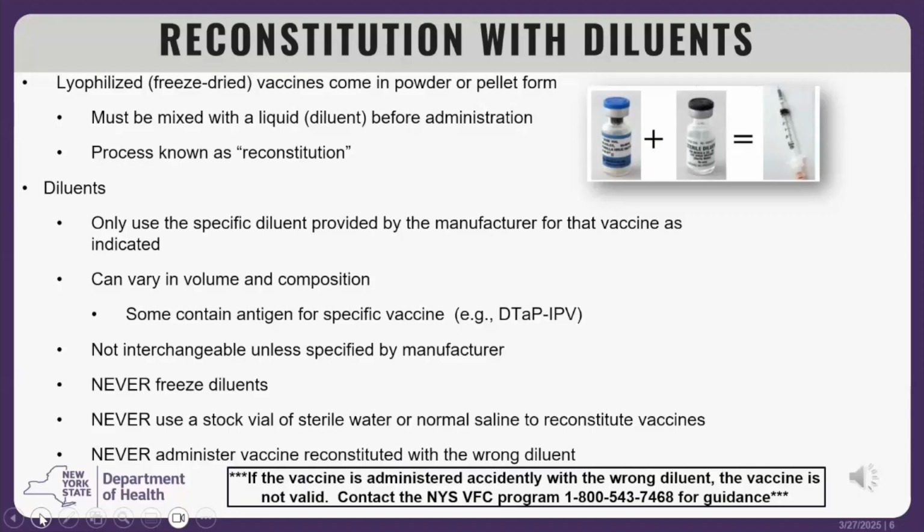Vaccines and diluents are not interchangeable, unless specified by the manufacturer. Never freeze diluents. If vaccine must be reconstituted, use only the diluent supplied for that vaccine. Never use a stock vial of sterile water or normal saline to reconstitute vaccines, and never administer vaccine reconstituted with the wrong diluent. If the vaccine is administered accidentally with the wrong diluent, contact the New York State VFC program for guidance regarding revaccination.